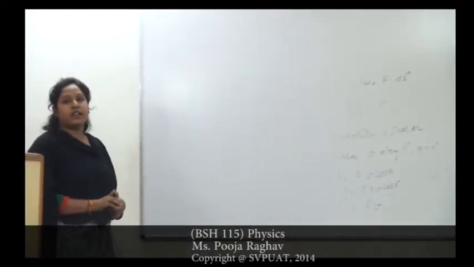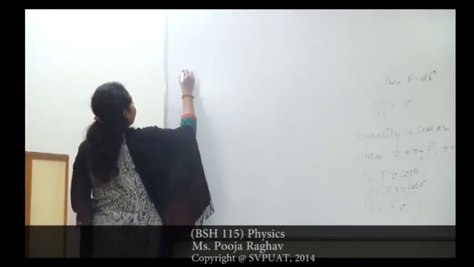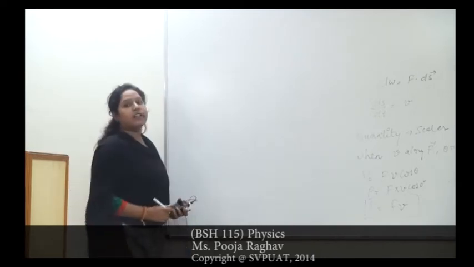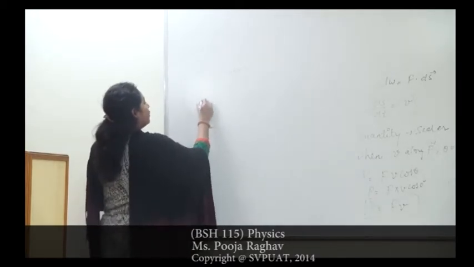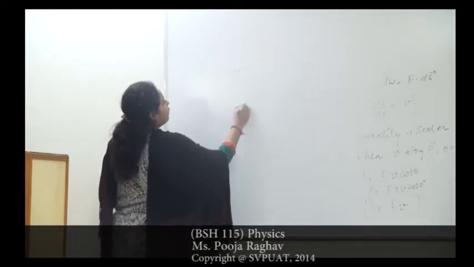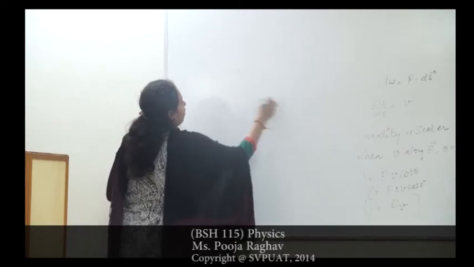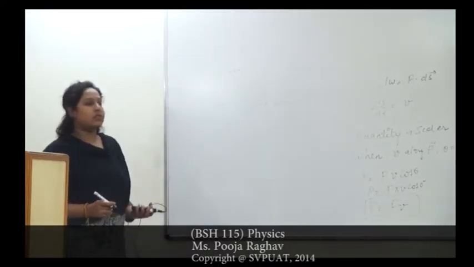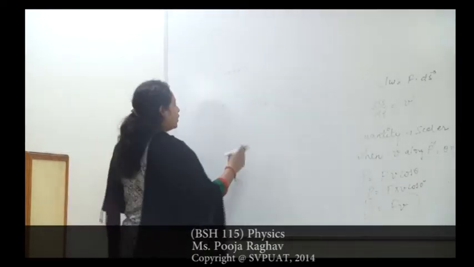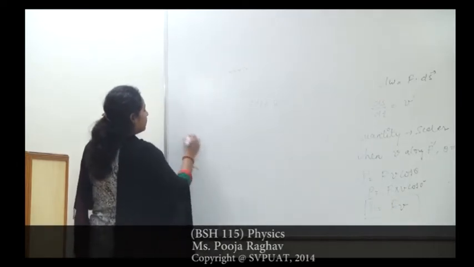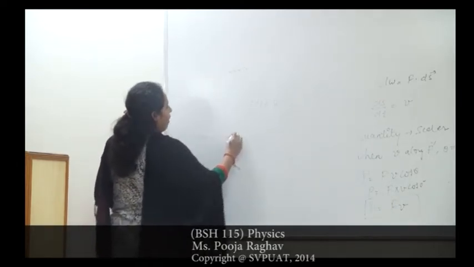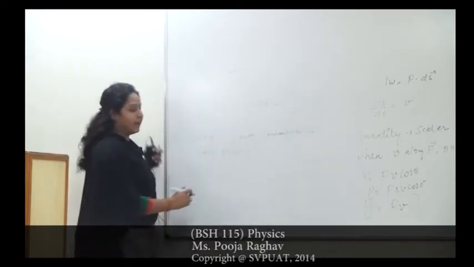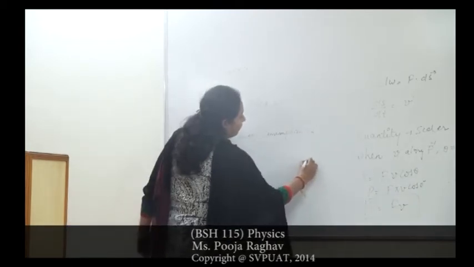Another unit of power is horsepower, which is used in engineering. Its value is 1 horsepower equals 746 watt. We take some examples and calculate average power. The next topic is average power consumption in daily activity. That is activity and average power.